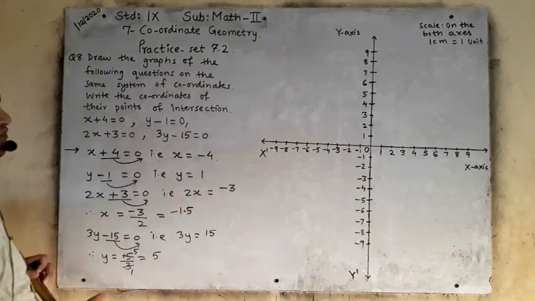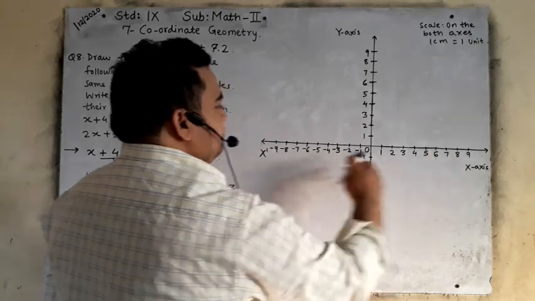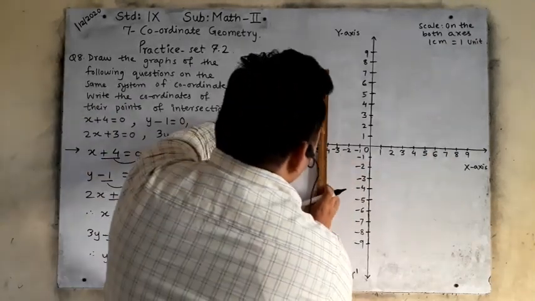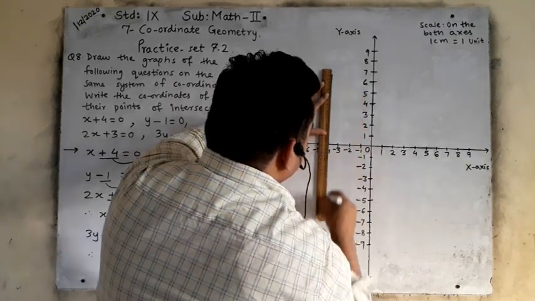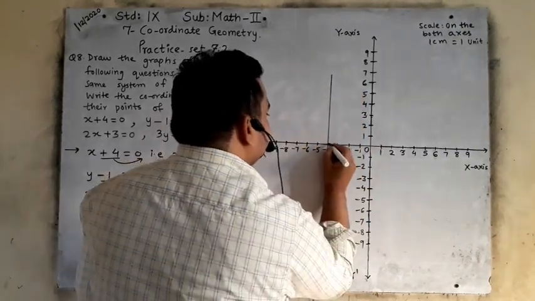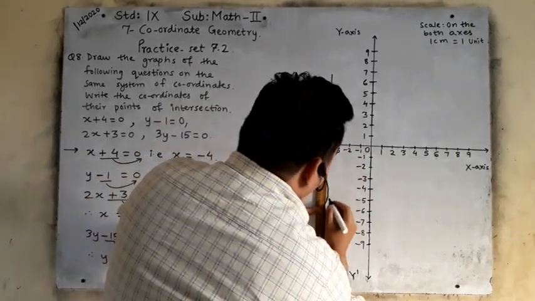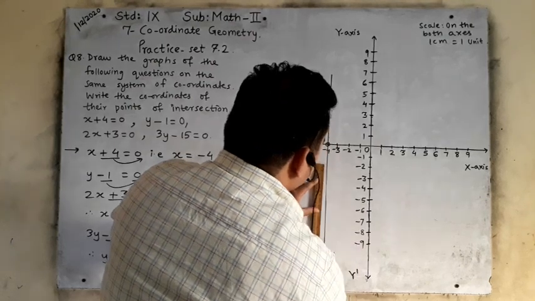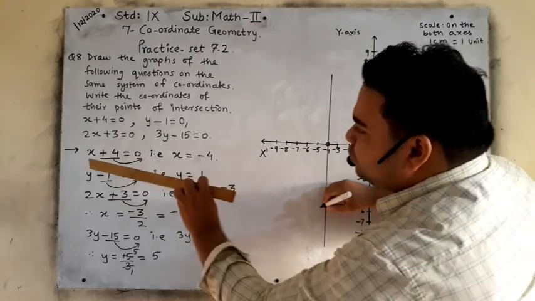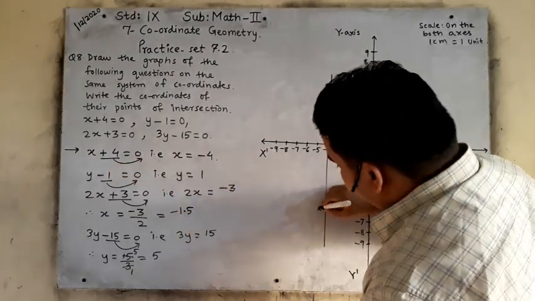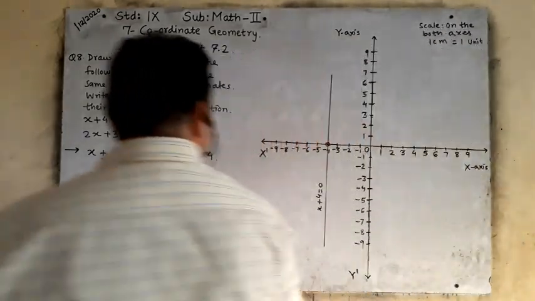x is equal to minus 4. First one, x is equal to minus 4. Where is it on the x-axis? Minus 4 is here. So I will draw this line. Okay. This is x is equal to minus 4, right? I will mention it over there. Draw a straight line. I will write here the question, whatever was given, x plus 4 is equal to 0.